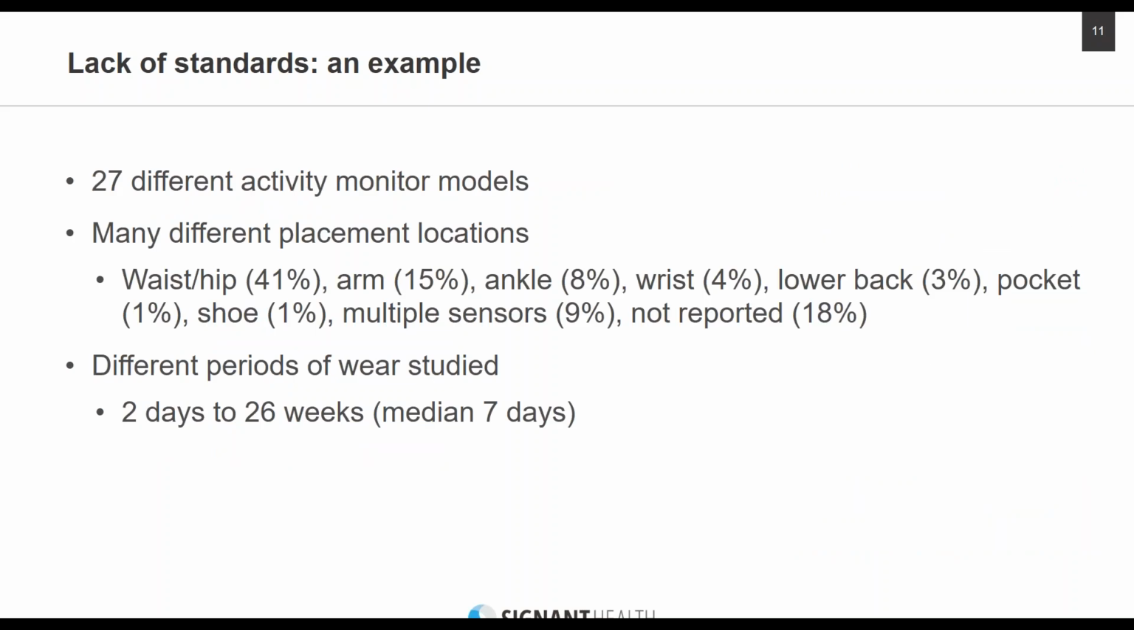Of these studies, there really was a huge variation in methodology. 27 different activity monitors were used and reported, lots of them placed in different parts of the body, many on the waist and the hips, some on the arm, the ankle, the wrist, the lower back, some even in the pocket or on the shoe. And patients were studied for different lengths of time, ranging from 2 days to 26 weeks.